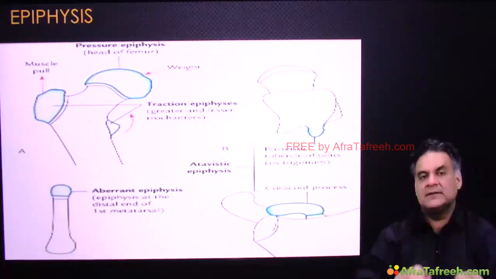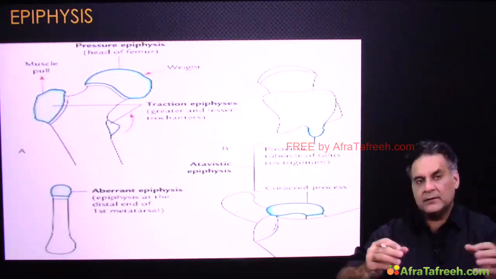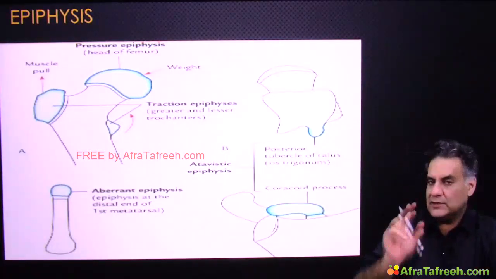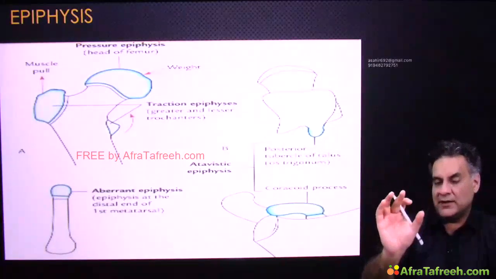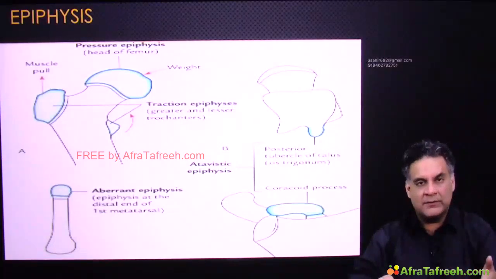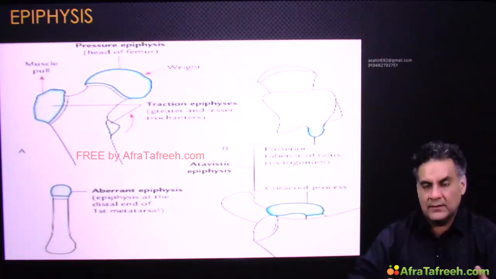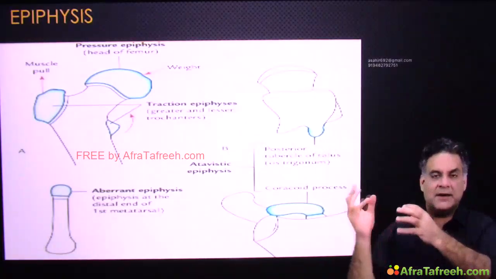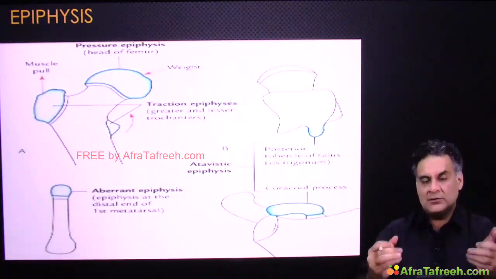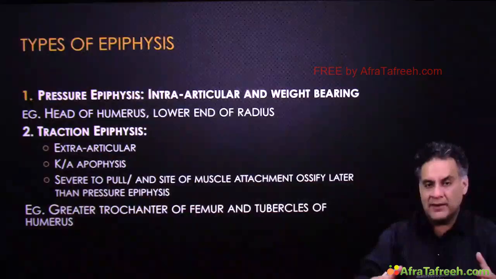Just by their side are those where the pull of the muscles pulls the bones apart, called traction epiphyses, like trochanters and tuberosity. So these are 2 important epiphyses. Traction epiphyses, examiners love. And when we go forward, there are 2 more epiphyses. One is aberrant, which is not of much significance. And last is atavistic, which was separate in animals, but in human beings it became fused, like the coracoid process to the scapula. So coming to the pressure epiphyses, they are in the joint, weight bearing.